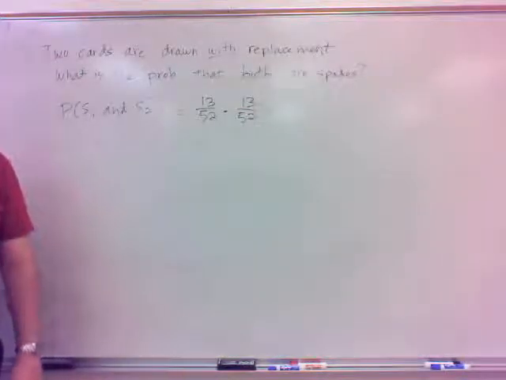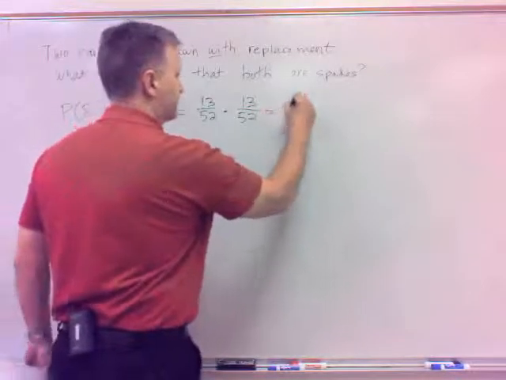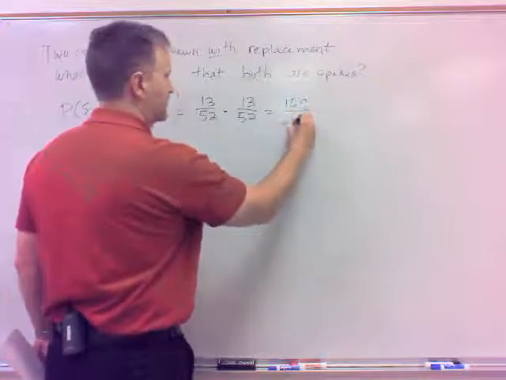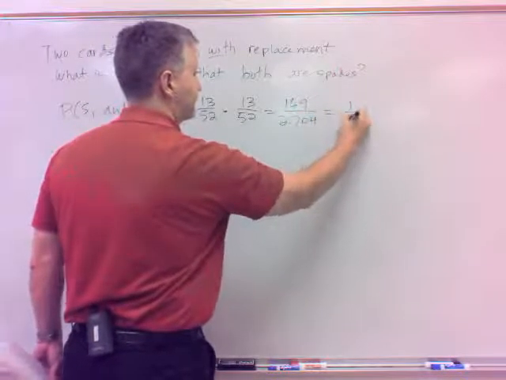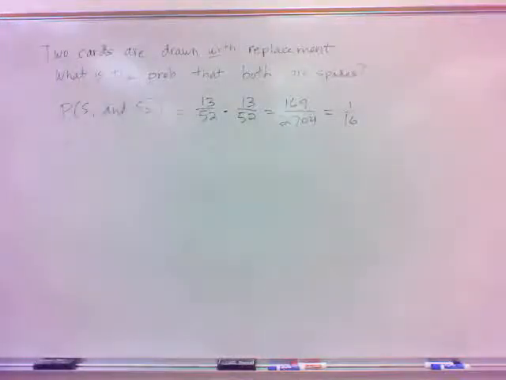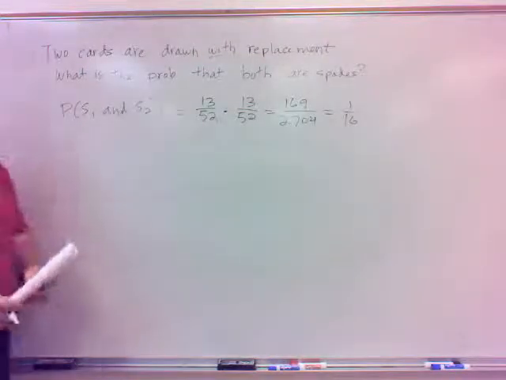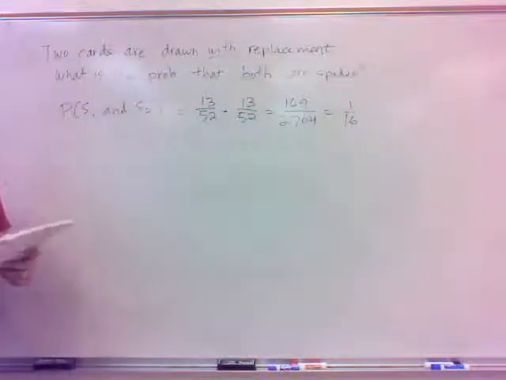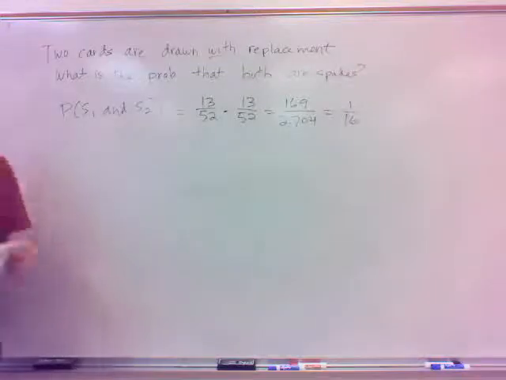Okay? So it's back to 13 out of 52, which, like I said, if you multiply, you get 169 out of something. 2704, but that reduces way on down to 1/16, doesn't it? Reduce that down. Okay? With replacement or without replacement, yeah, that's a big change, isn't it? If you go with replacement, it's a little different.